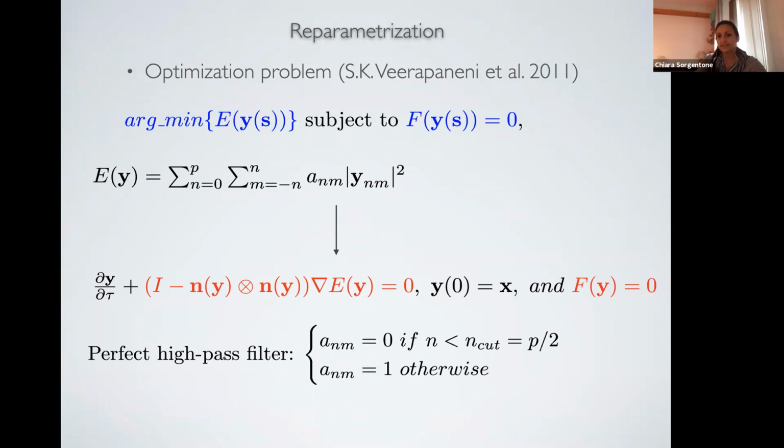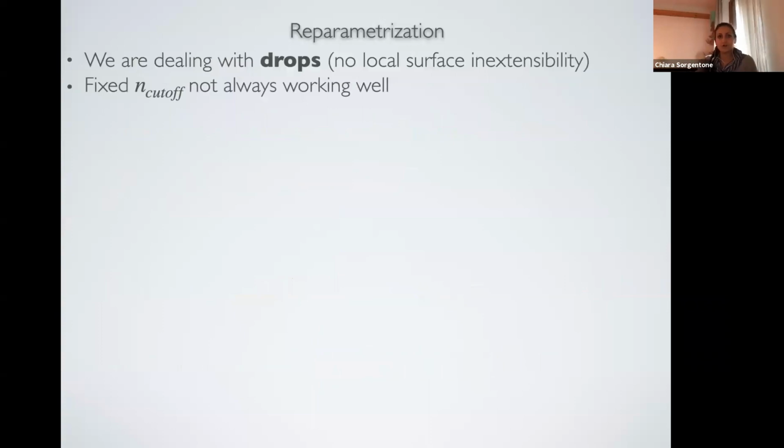So basically he's saying, we don't know where we should cut. He wants to fix some n cutoff, where for all n bigger than this, we want to penalize. And he was using this perfect high pass filter that basically means that, let's say that P is the order of the spherical harmonics, he cuts everything that is bigger than P over 2. So I will call this reparameterization a physical reparameterization. You will understand why now.